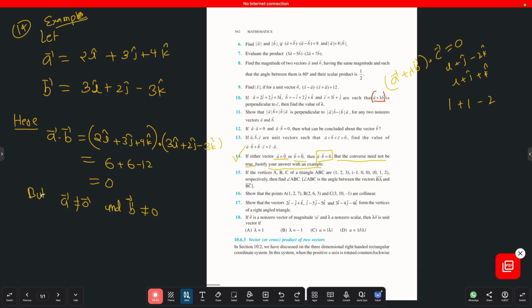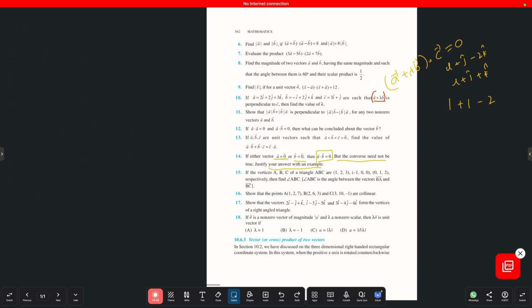Next, question number 15. If the vertices A, B, C of a triangle are, respectively, A vertex 1, 2, 3, B vertex minus 1, 0, 0, and C vertex 0, 1, 2, then find the angle ABC. Here a hint is given, but we will not give a hint in the exam.